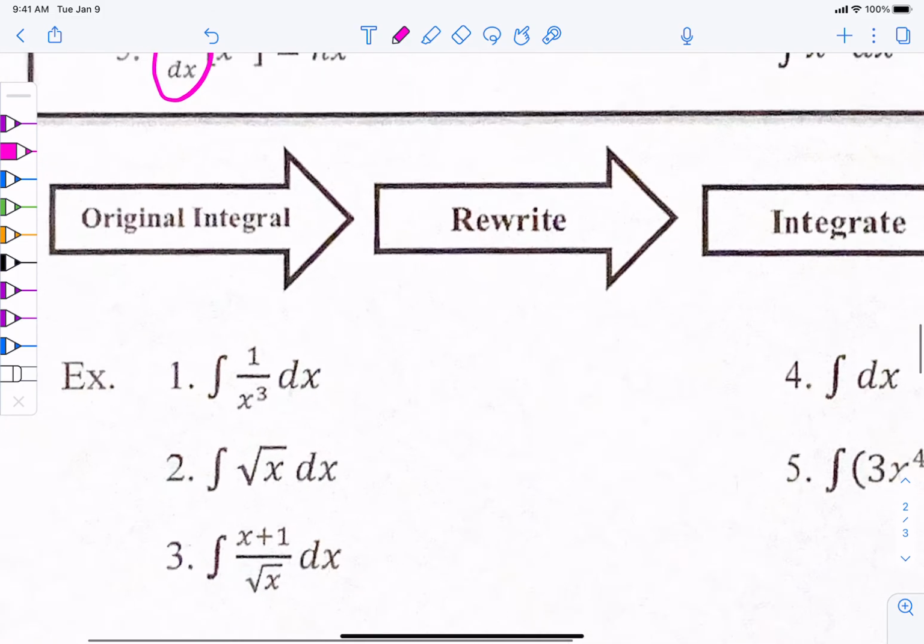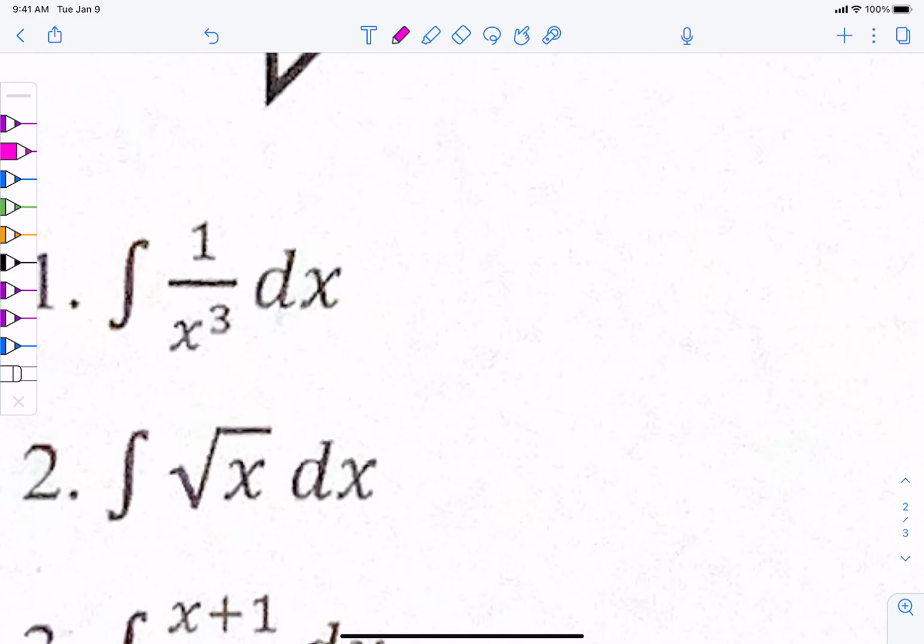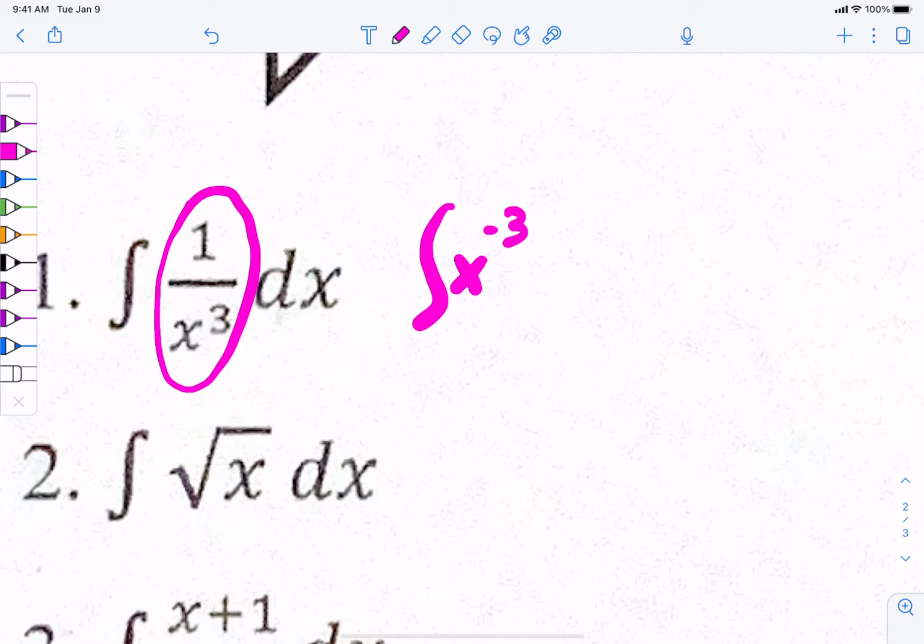Example 1. You are going to have to rewrite each one of these and then find the antiderivative, okay? So this is saying we want to find the antiderivative of 1 over x to the 3rd power. So basically we're trying to find what you would take the derivative of to get 1 over x to the 3rd power. But let's rewrite this thing. If I want to rewrite him, this would be x to the negative 3rd power, right? And I'm going to put my integral symbol and say dx, okay?